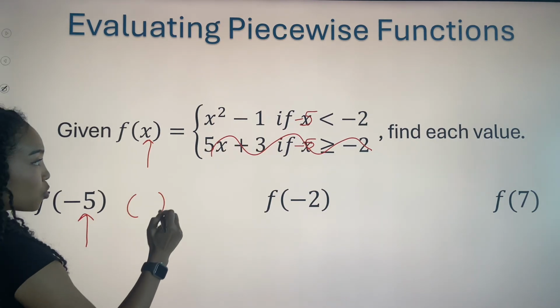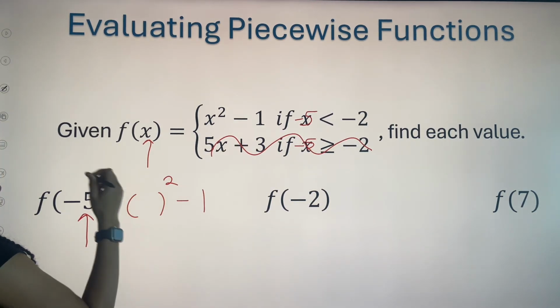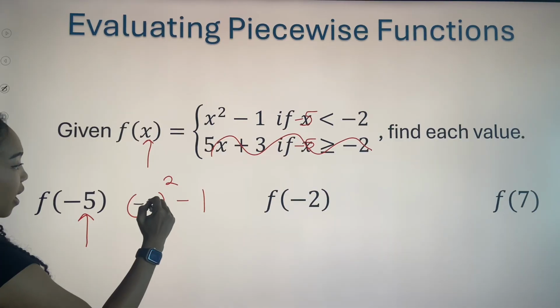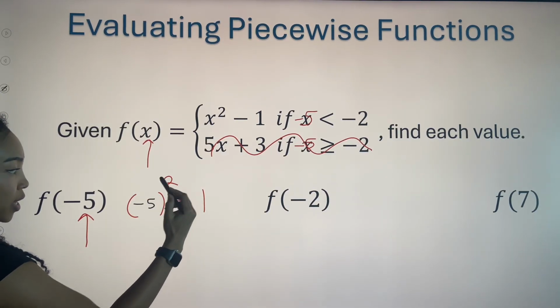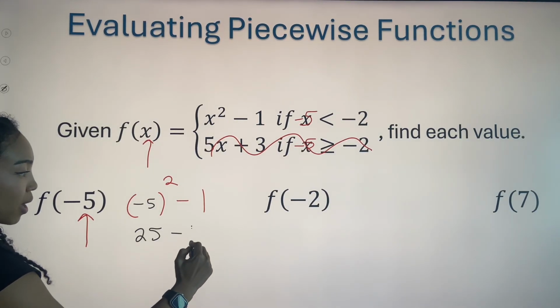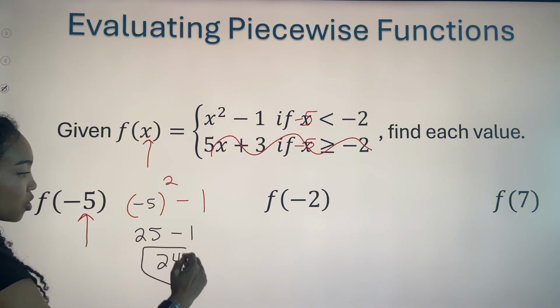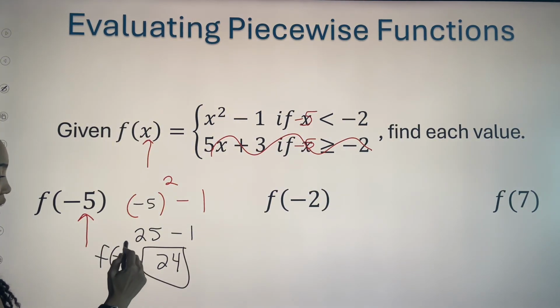So I'm going to plug that into my function, plug in a -5. -5 squared is 25, minus 1 is 24. So f of -5 is equal to 24.